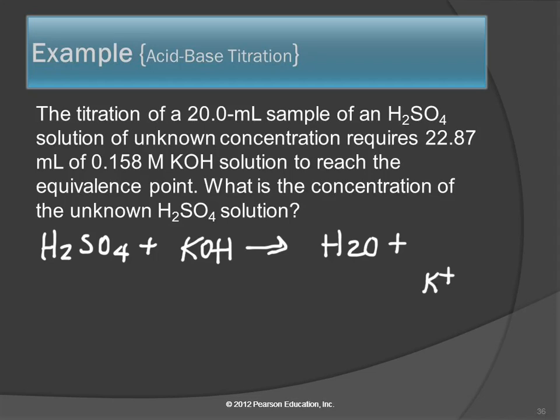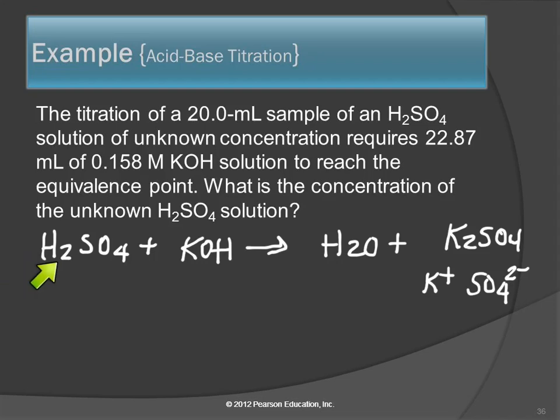So potassium is a +1 ion. Sulfate is a 2- ion. So the formula for that is K2SO4. We need to make sure the equation is balanced. I kind of skipped over this in the last example by accident.